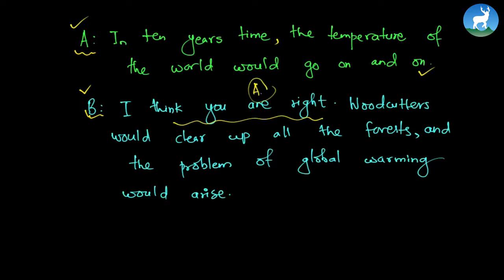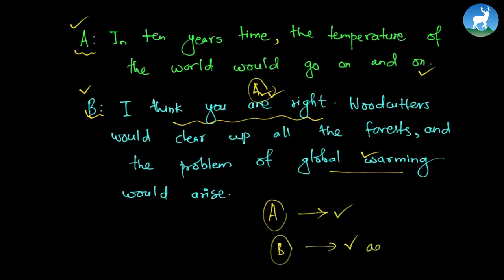He's not disagreeing. He is clearly agreeing with Mr. A. And B says, woodcutters would clear up all the forest and the problem of global warming would arise. So this is something like, A says something and B also agrees with it. B agrees wholeheartedly and he uses some structure of agreement. Structures of agreement could be seen.